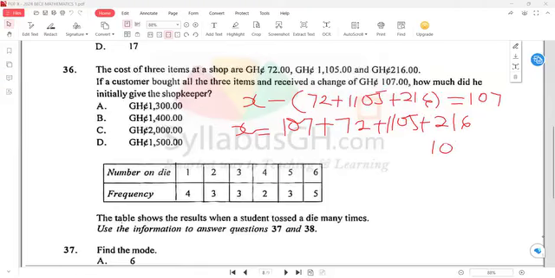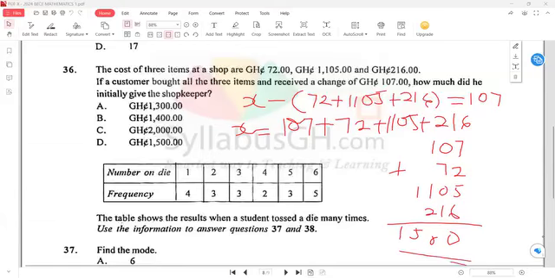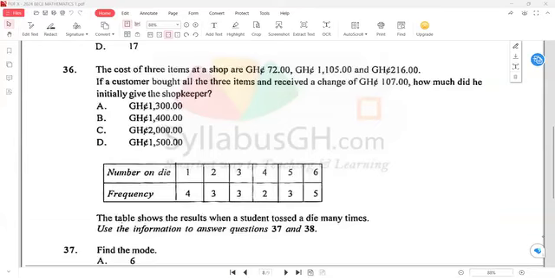So 107, 72, 1105, 416. Adding up, we get the customer gave 1,700 cedis to the shopkeeper. So we move to the next aspect.